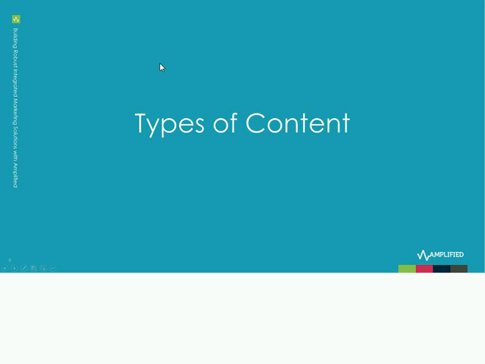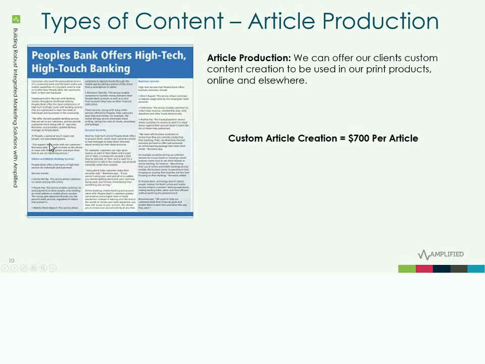So now let's take a deeper look into the elements that make up the content strategy. We can offer our clients custom content creation to be used in our print products, online, and elsewhere. The cost per article is $700, and we are currently vetting out a few different vendors to produce this high-quality content. Some clients may opt to have their content created internally or produced in-house, and that's fine. Just make sure that your management team locally approves of the content prior to publication.